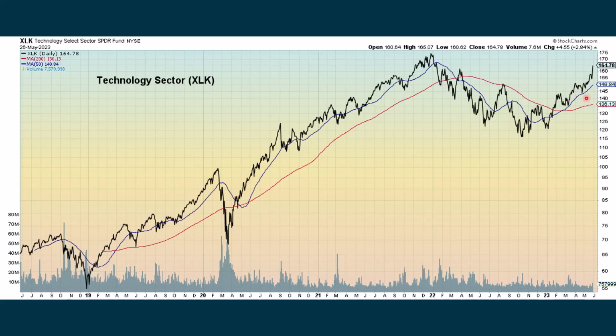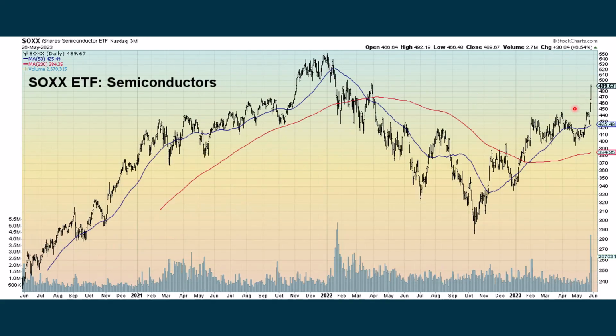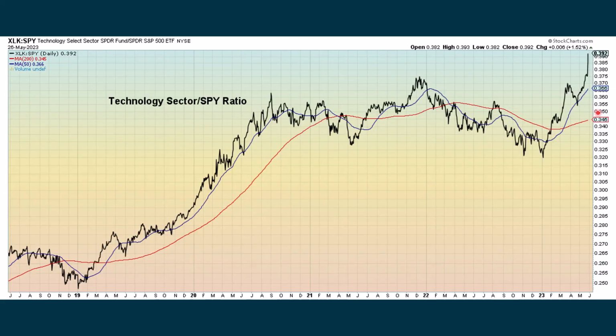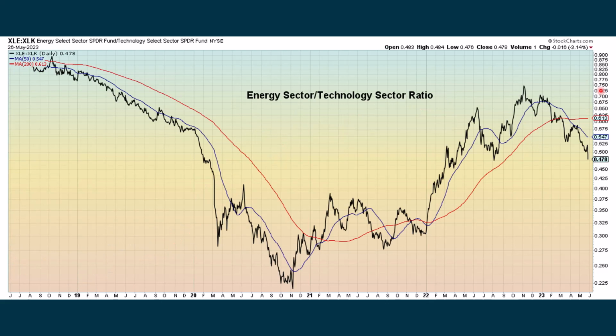The tech sector has been doing really well lately. Semiconductors up really strong this past week. The tech sector to the S&P has been really outperforming. And the energy sector, which really did well in 2022, is now underperforming the tech sector.